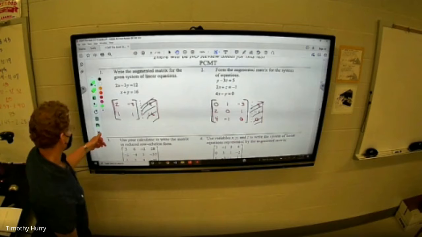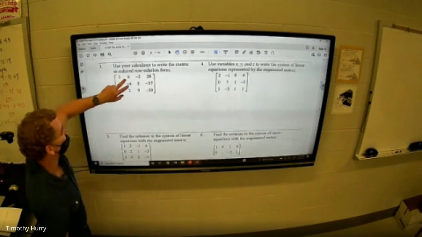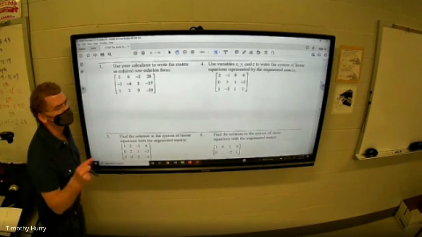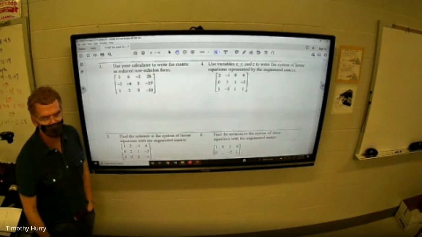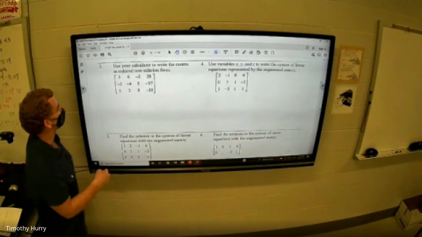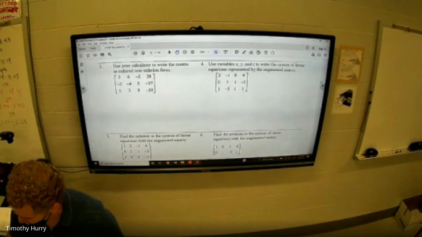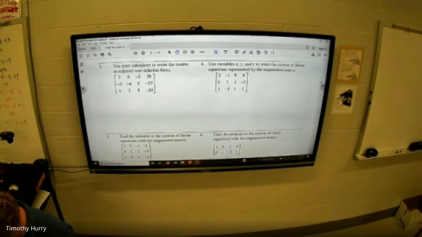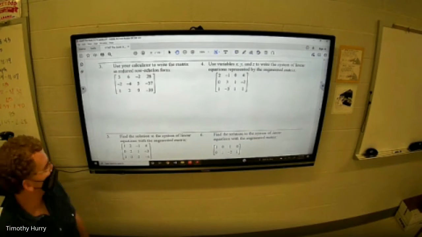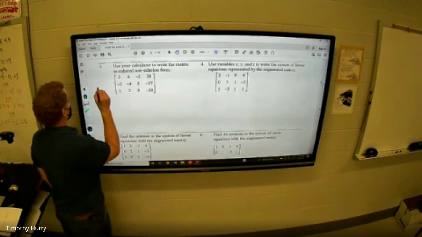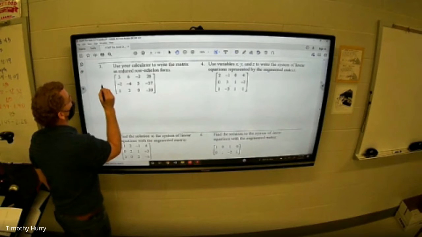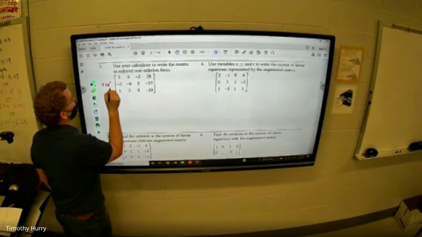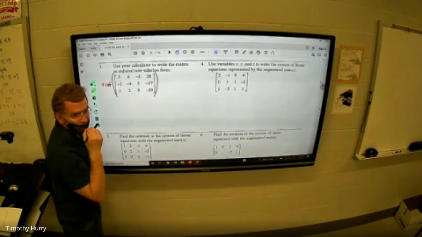Okay. So moving on. Now right here, this says use your calculator to write the matrix in reduced row echelon form. So here's what you're going to do. The first thing you want to do is go to your matrix section. And when you see it, go down and hit, mine is 5 for reduced row echelon form. Yours might be a different number depending on what version calculator you have. So I'm going to hit the number 5. And on my paper, I should see RREF with parentheses. Okay?